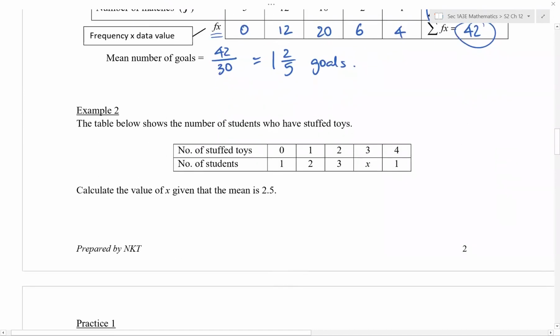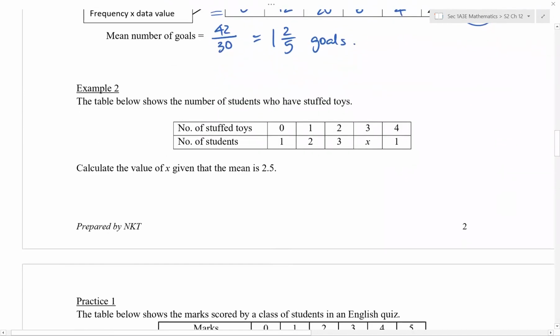Now, in example number 2, we have students. The number of students who have stuffed toys. So there is 1 student who has no stuffed toys. We've got 2 students who have 1. We've got 3 students who have 2 stuffed toys. We've got an unknown number of students who have 3 stuffed toys. We've got 1 of them who has 4 stuffed toys.